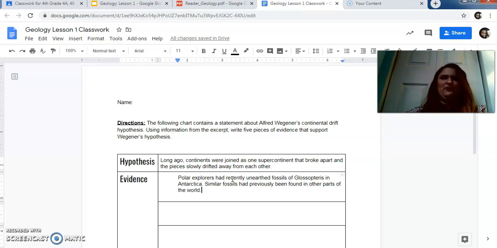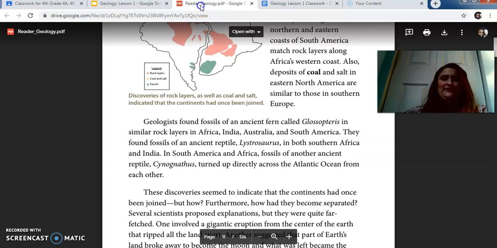How did the animal get from one place to another place? They can't fly. This is probably a mammal, so it can't actually fly from one place to the other. So at one point these continents were stuck together. All right, so this is one piece of evidence. We can look elsewhere in the text.